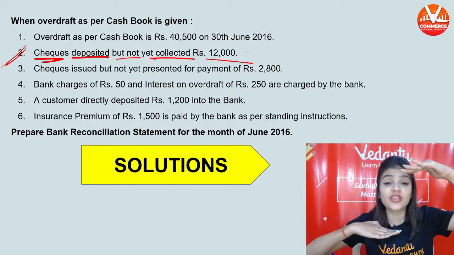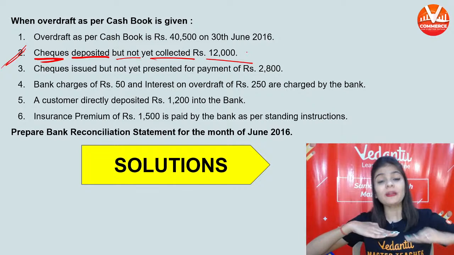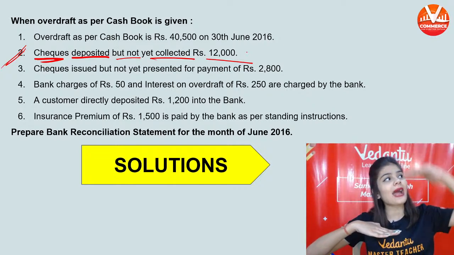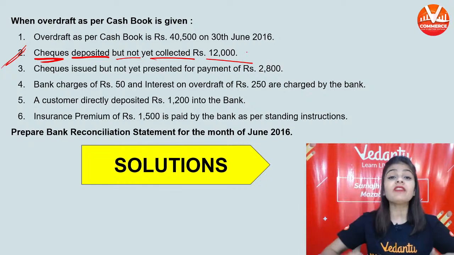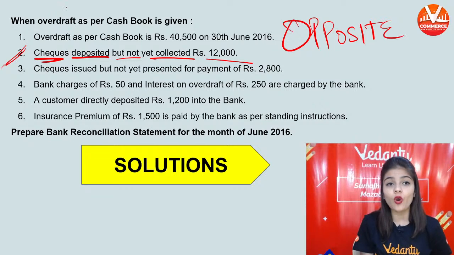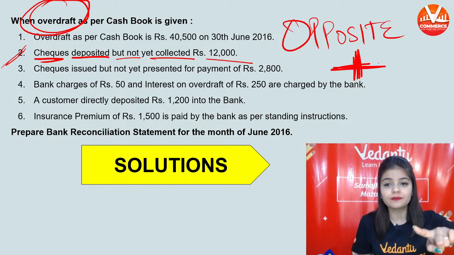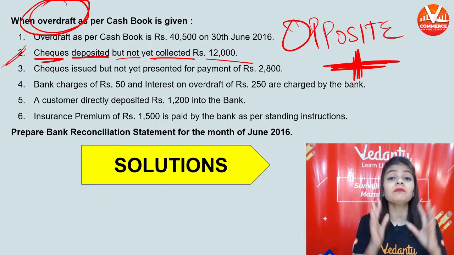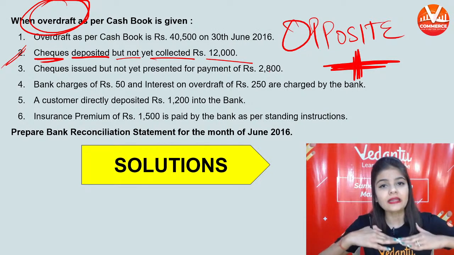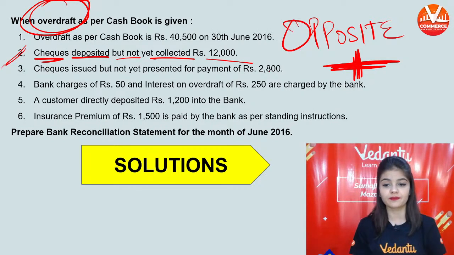So we have to make changes in the cash book and we will make opposite changes. We have to subtract it to make it equal. We have to subtract from cash book to make it equal, but we will do opposite. We will do opposite because the overdraft balance is given. So minus will become plus. It is to be subtracted. You have to minus it, but we will do opposite because overdraft is given.